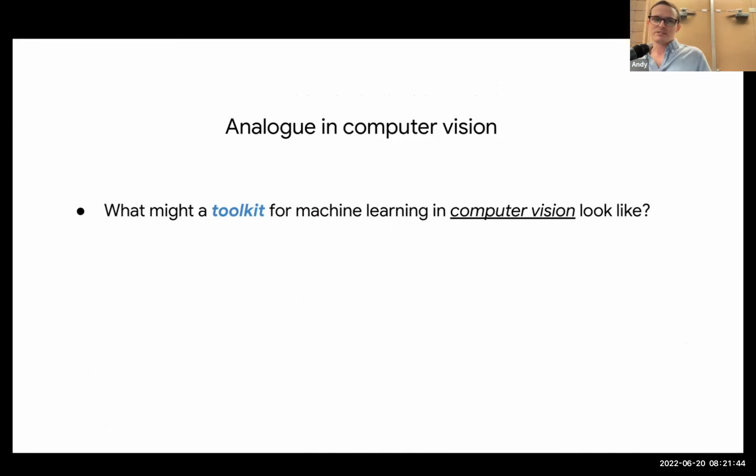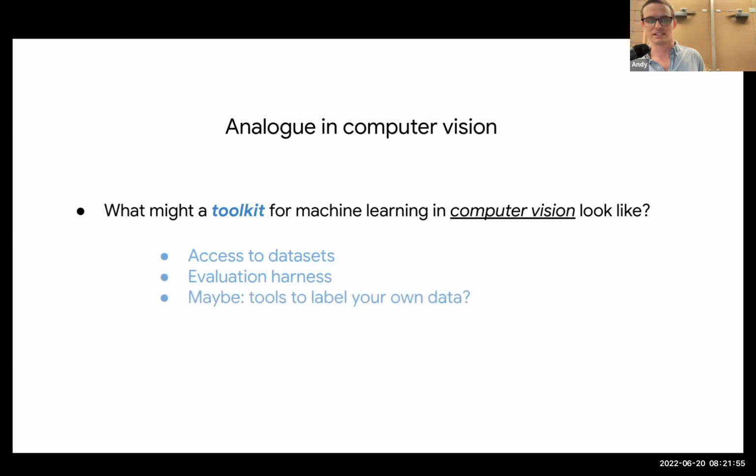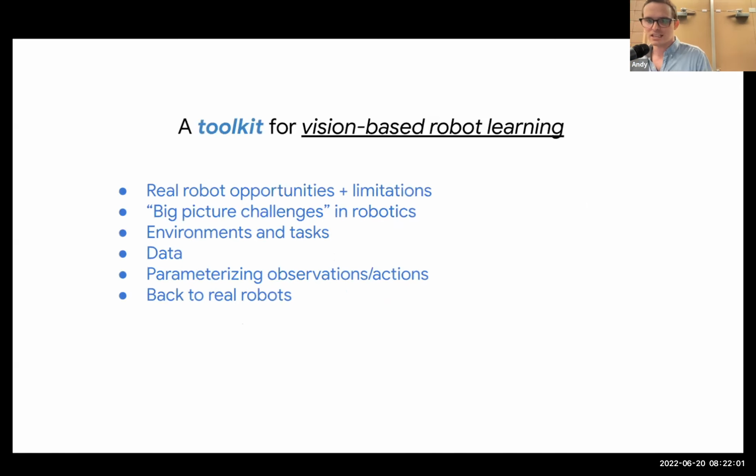So what's an analog in computer vision? What might a toolkit for machine learning in computer vision look like? Just a few ideas: access to data sets, evaluation harnesses that we were just talking about, maybe tools to label your own data, visualization tools, these types of things, just as an analog. In vision-based robot learning research, this is kind of the toolkit that I'm going to talk through today.